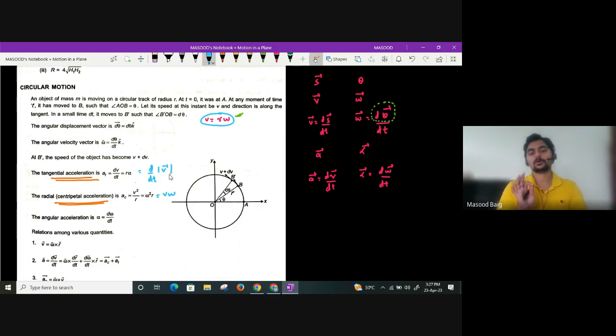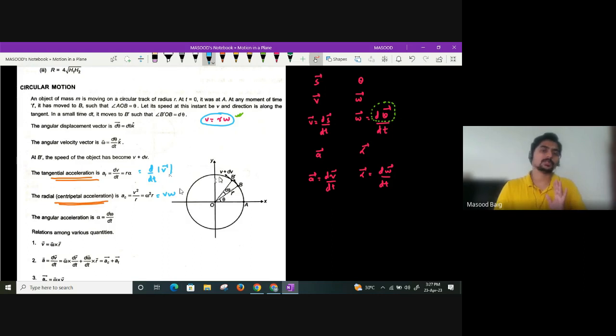So which component of acceleration will affect the speed? Always remember, tangential acceleration will change the speed of the object performing circular motion. Centripetal acceleration is not going to affect the speed. Centripetal acceleration will always be along the radius. Velocity will always be along the tangent. Radius and tangent, basic properties are perpendicular to each other. And perpendicular components are usually independent. So centripetal acceleration will not affect the speed or velocity in circular motion.